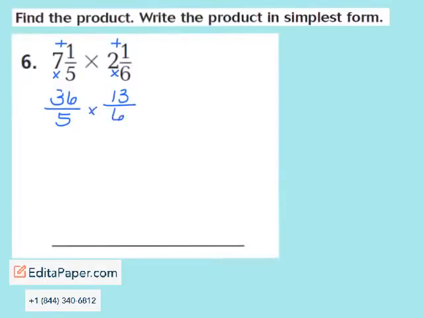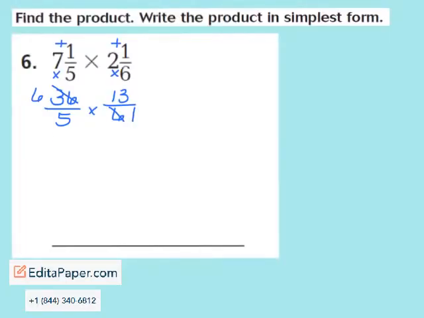Now once again, let's see if we can simplify within the problem so that we can make our numbers a little bit smaller and much easier to work with. I'm going to look first of all at my 36 and my 6. And what I know is 36 and 6 both share a common factor. I can divide both of those numbers by 6. Well, I know that 36 divided by 6 is going to give me 6. And I know that 6 divided by 6 is going to give me 1.